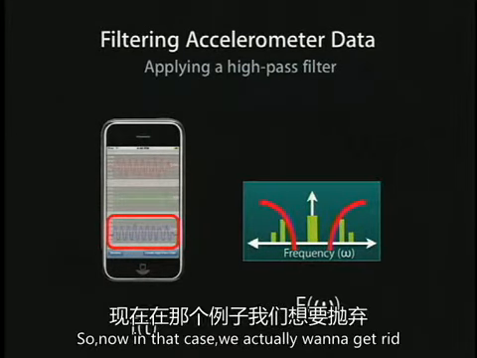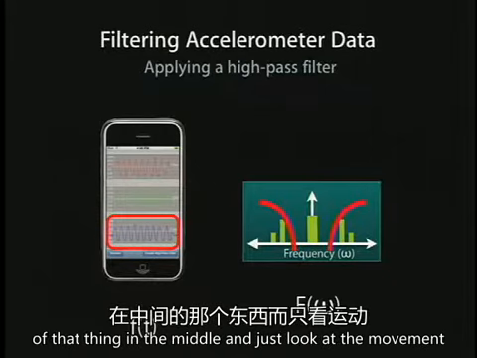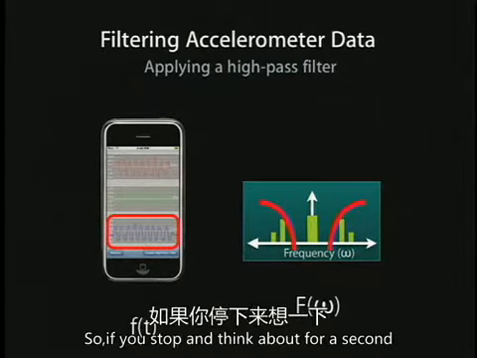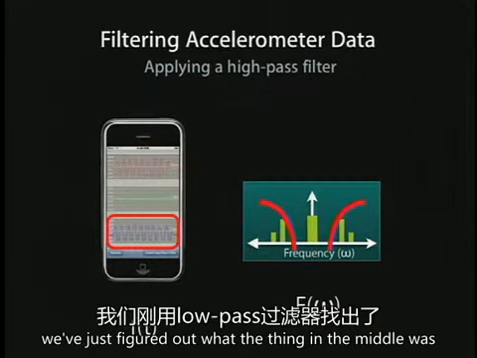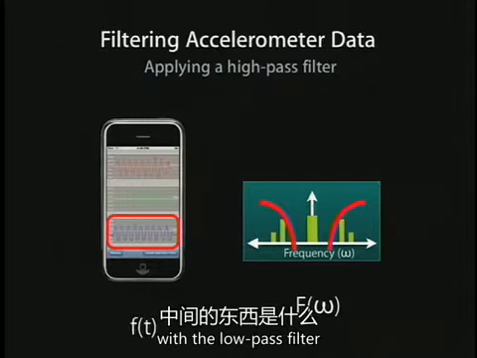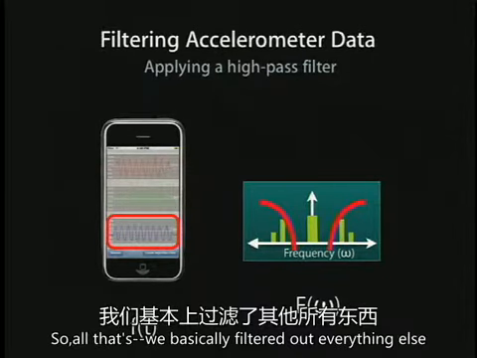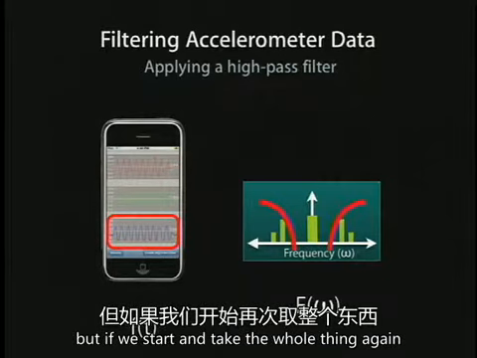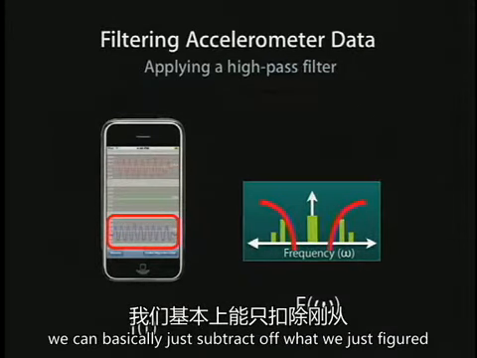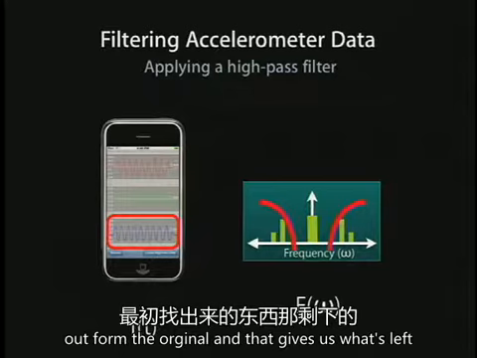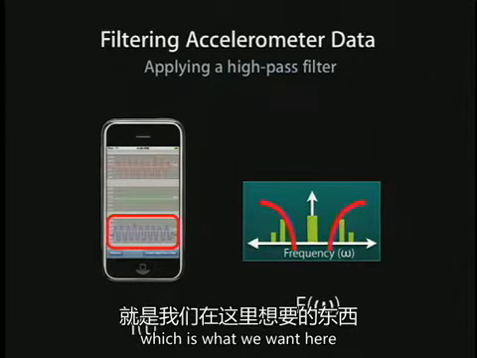Let's take a look at the high-pass. In that case, we actually want to get rid of the thing in the middle and just look at the motion of the up and down. If you stop and think about that for a second, we just figured out what the thing in the middle was with the low-pass filter. So if we take the whole thing again, we can just subtract off what we just figured out from the original, and that gives us what's left, which is what we want here.